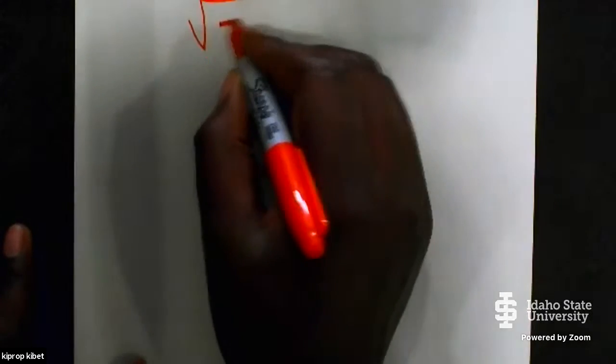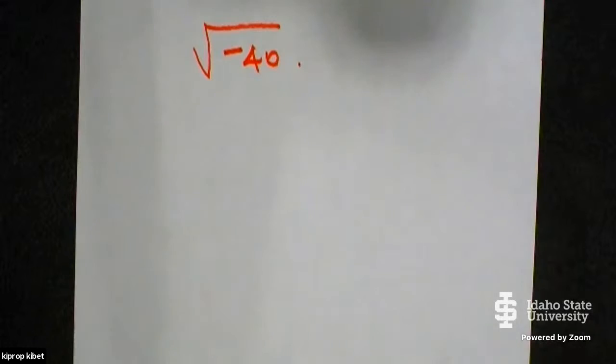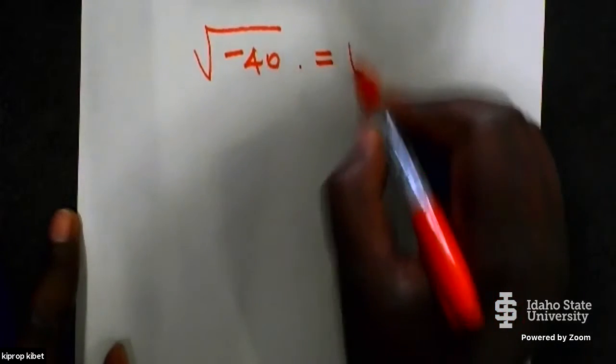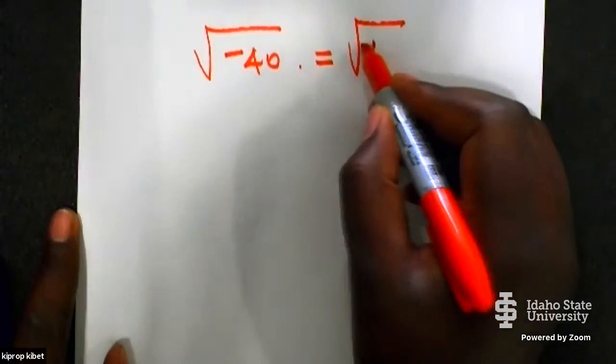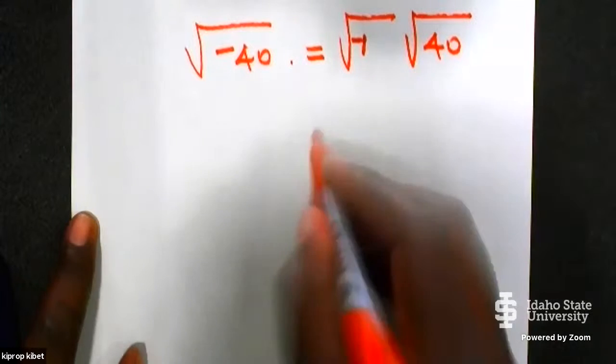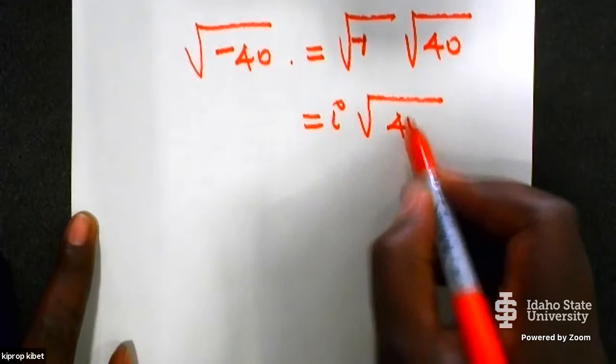Example. The square root of -40. So again, this is equal to the square root of -1 times the square root of 40. So we know the square root of -1 is i, and then we have the square root of 40.